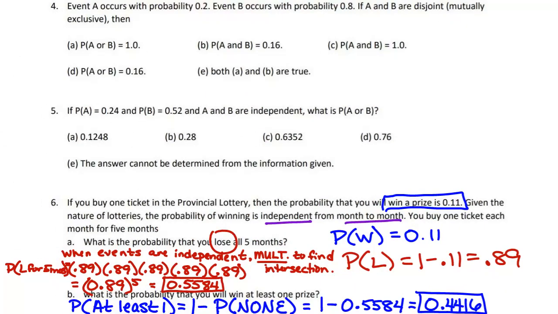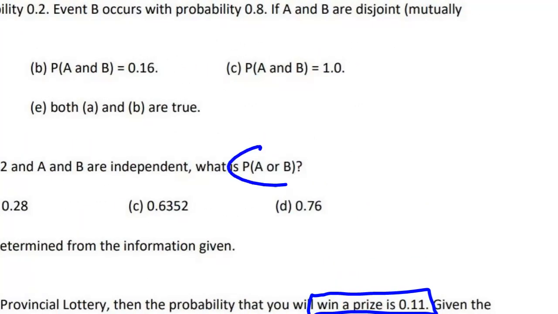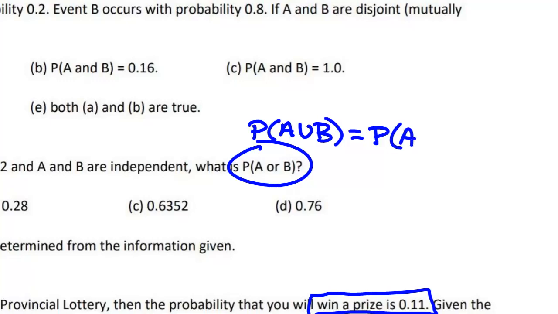What else would you guys like to see? Yes? How do you do number 5? All right, if probability of A is equal to 0.24 and the probability of B is equal to 0.52, and A and B are independent, what is A or B? So the probability of A or B is equal to the probability of A. Sorry, that's not or, that's my and that I'm thinking of here.